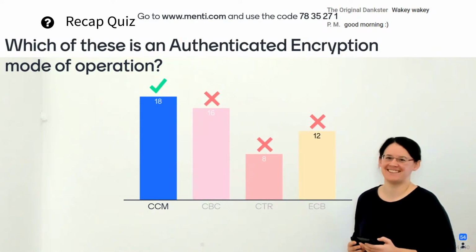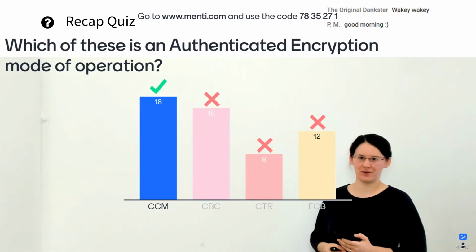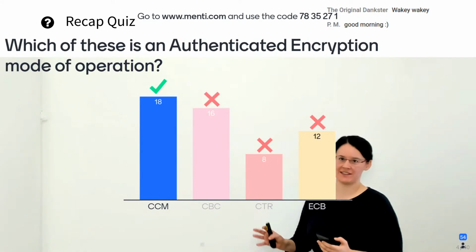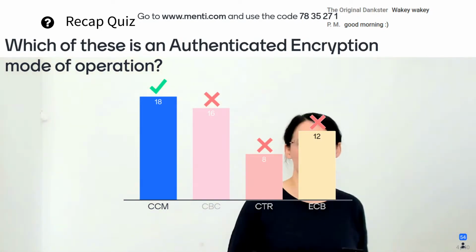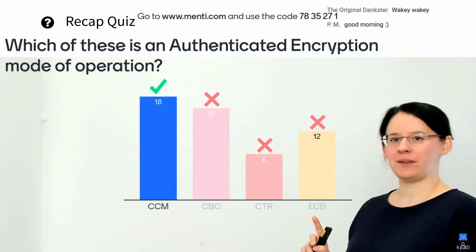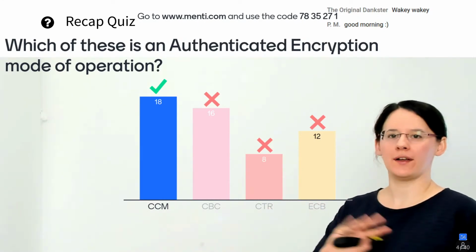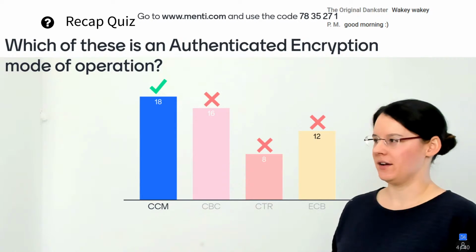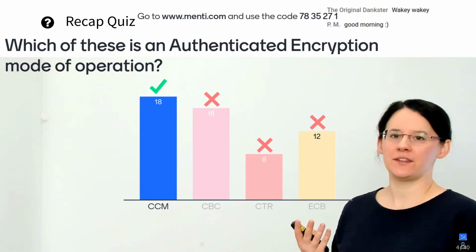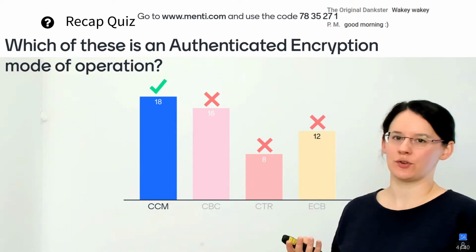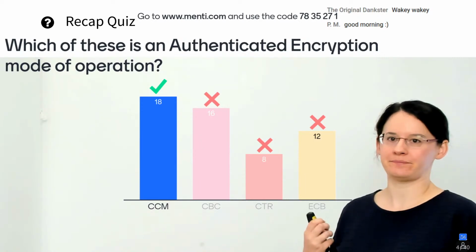Oh yeah, yes, as expected. However, the right one won again. So let's go through the wrong ones. We all saw them last week. ECB was the trivial mode where you just applied AES to each block and that's it. No additional operations. And we saw that this has huge problems. ECB is short for Electronic Code Book.